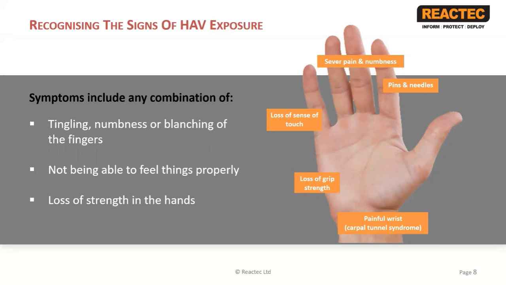Put simply, from the point of view of your workforce, the symptoms of hand-arm vibration syndrome include tingling, numbness or blanching of the fingers, not being able to feel things properly, and loss of strength in the hand. Loss of strength in the hand can be coupled with loss of the ability to sense or touch. Another factor that's often reported is pins and needles in the fingers, severe numbness, and then painful wrists, which is associated with carpal tunnel syndrome.